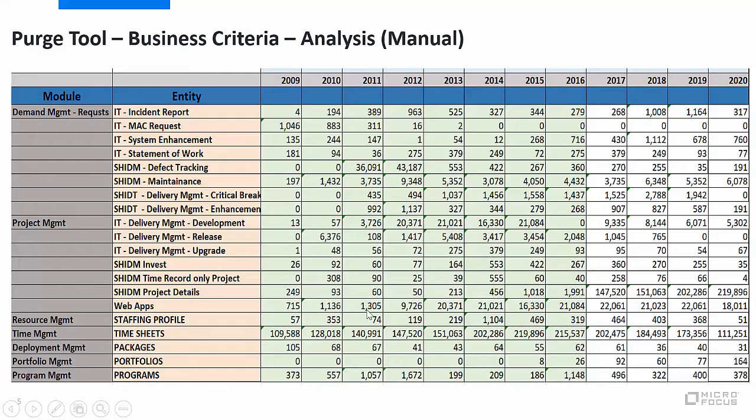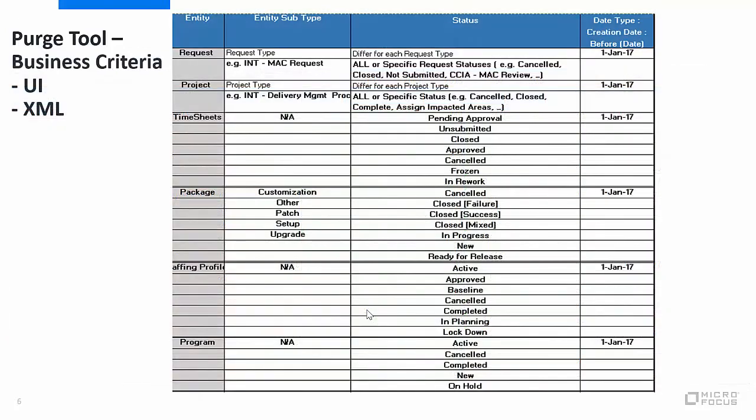This gives a better idea of how much data needs to be deleted from the system. Now let's see how the purge tool helps you define your business criteria. The purge tool has each entity listed which it supports to purge the data. For each entity, let's take an example of request. You select a request type and then you select the different statuses. If you want to purge the requests that belong to that request type with all statuses, you can choose all as a status, or you can use individual statuses. And then you choose a date.